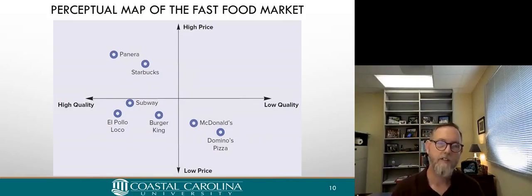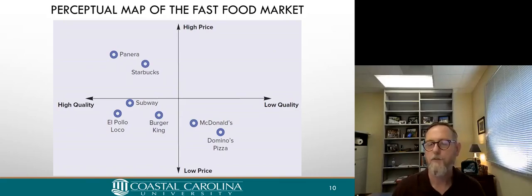Here's an example of a perceptual map where we have different fast serve restaurants, like Starbucks and Burger King and El Pollo Loco and Domino's, on these two dimensions, price and quality. So this is a perceptual thing. Does the consumer think these brands are priced high or priced low and have low quality or high quality? El Pollo Loco is perceived to have high quality and be moderately priced, not low priced like Domino's per se, or McDonald's maybe is a little lower priced.